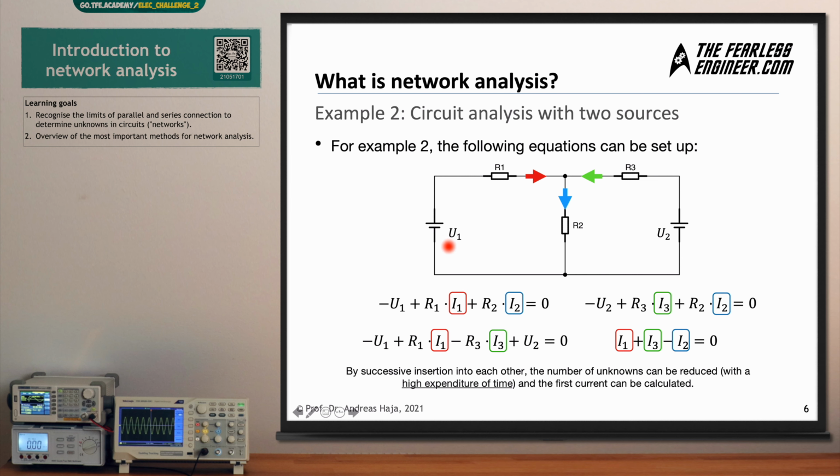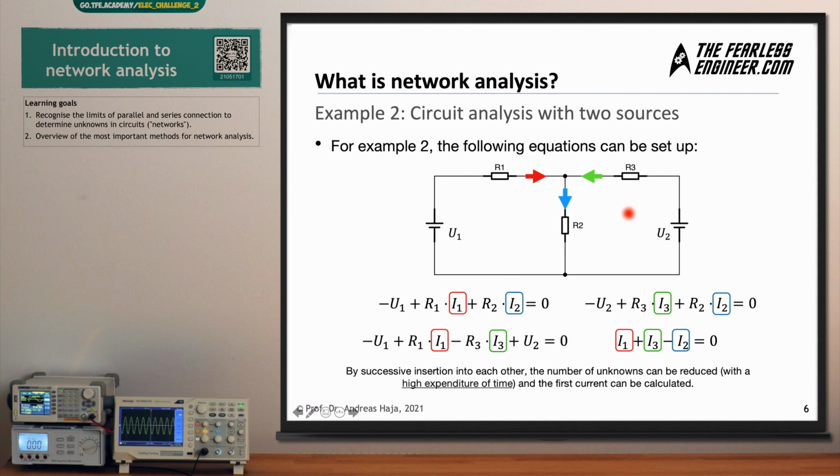Let's start with the right one here. We move in clockwise direction, minus U1 plus R1 times I1, this is the current drop, the voltage drop across R1, plus R2 times I2 equals 0. So this is the loop equation for the left loop.